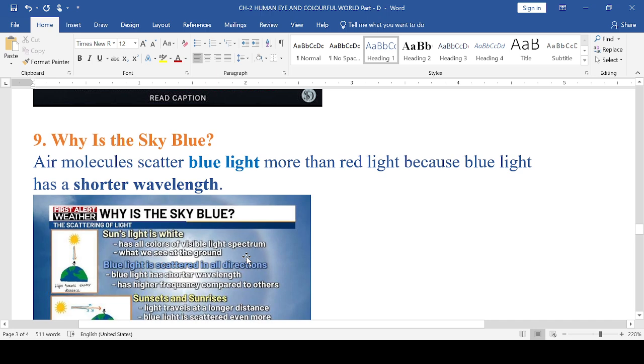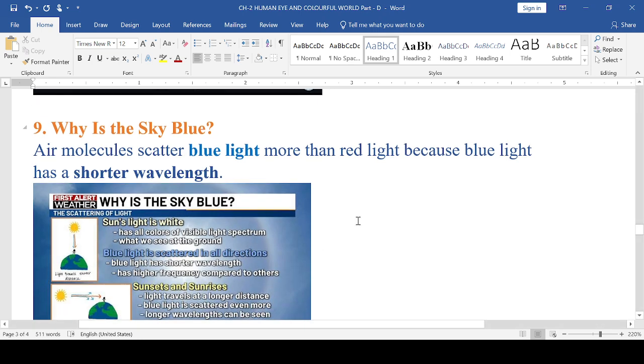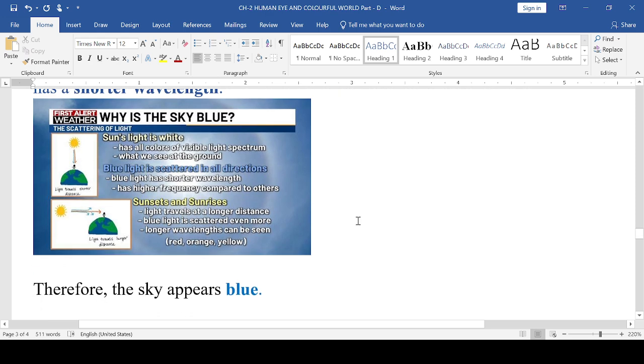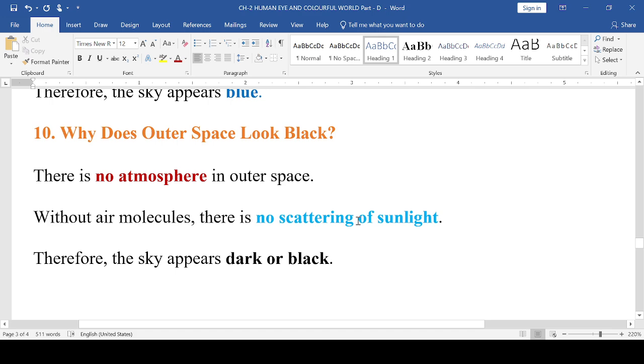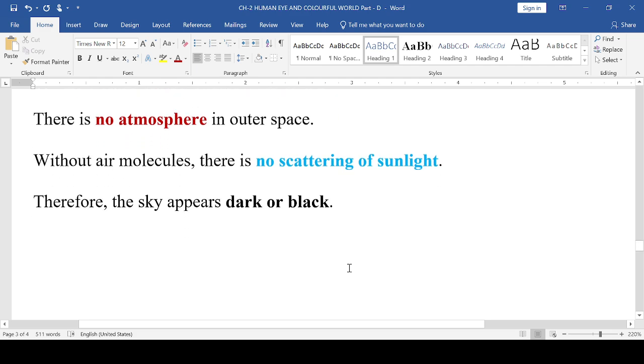Why is the sky blue? Air molecules scatter blue light more than red light, because blue light has a shorter wavelength. Therefore, the sky appears blue. Why does outer space look black? There is no atmosphere in outer space, so without air molecules there is no scattering of light. That is the reason the sky appears dark or black.